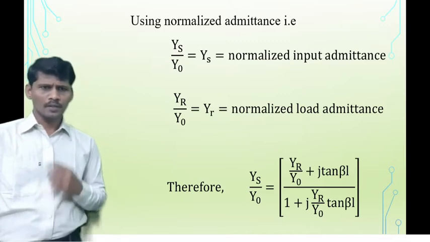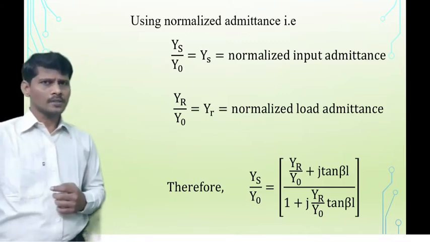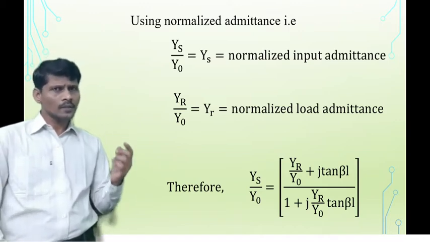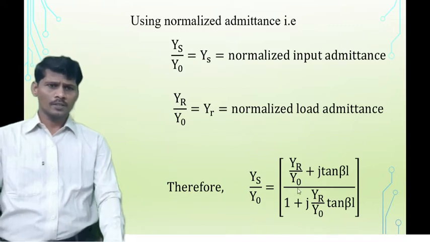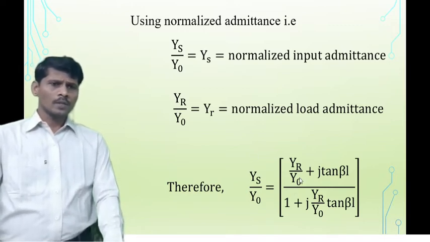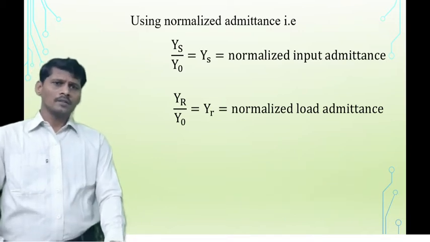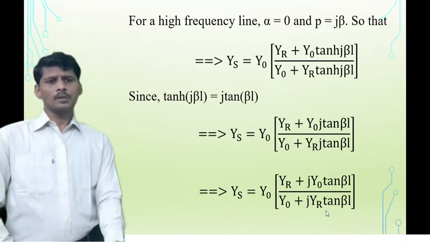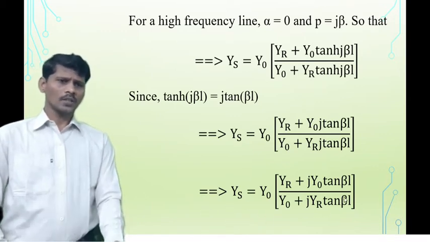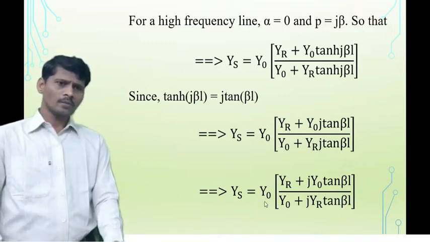Therefore, from the above input admittance equation, the Y0 on the RHS side is moved to the LHS side. In this equation, dividing on both sides by Y0, we get Ys by Y0 is equal to Y0 by Y0 times the remaining expression.